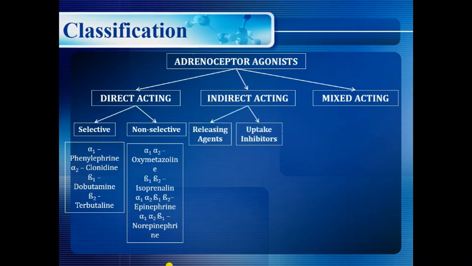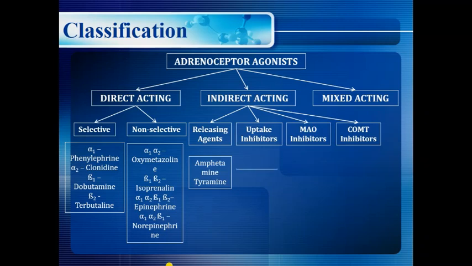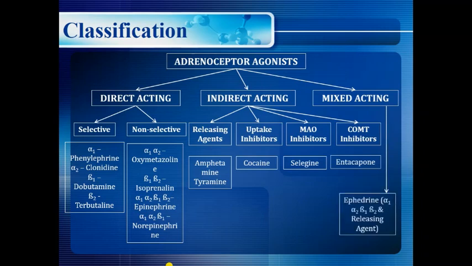Indirectly acting drugs can be divided into releasing agents, uptake inhibitors, MAO inhibitors and COMT inhibitors. Releasing agents are amphetamine and tyramine. Uptake inhibitors are cocaine and desipramine. MAO inhibitor is selegiline and COMT inhibitor is entacapone. And last but not the least, the mixed acting agent ephedrine directly acts on alpha 1, alpha 2, beta 1 and beta 2 receptors, as well as acting as a releasing agent. So here is the classification of adrenergic agonists. They are first divided into direct acting, indirect acting and mixed acting, and based on receptor selectivity they can be selective and non-selective.